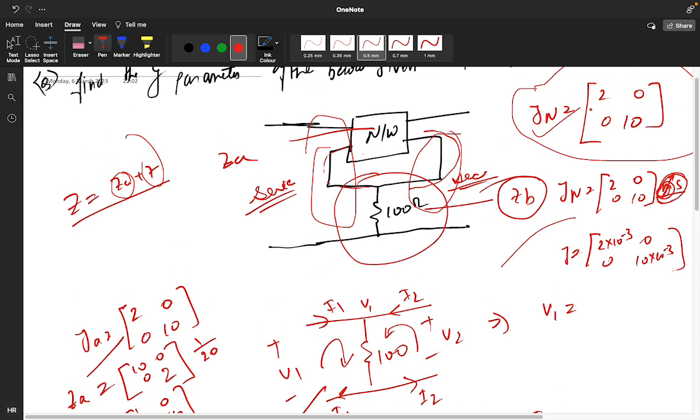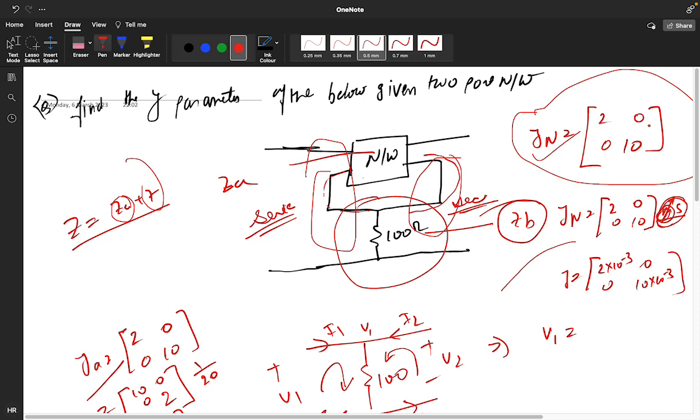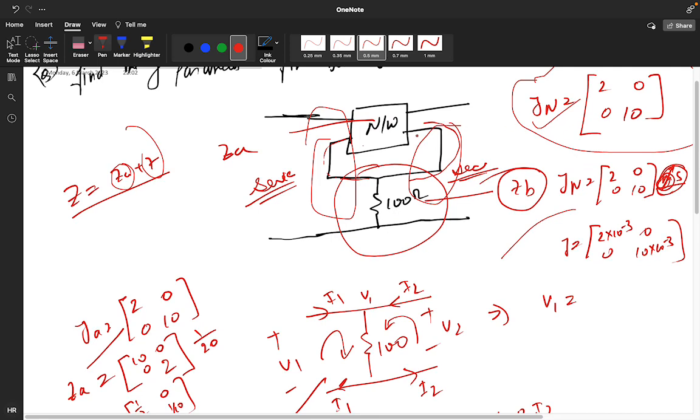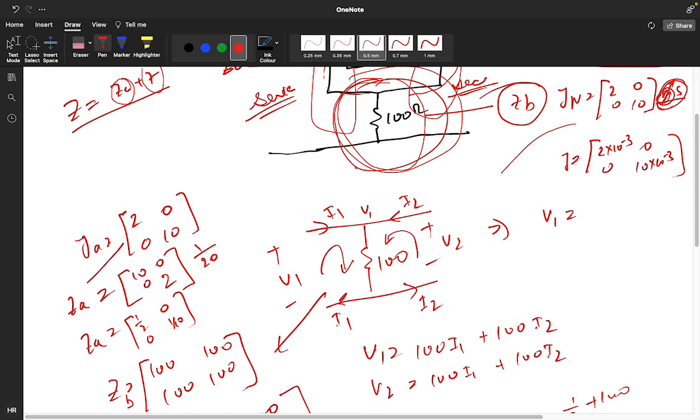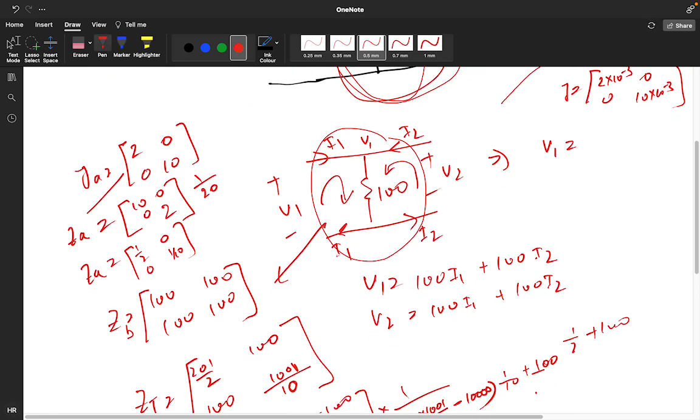Suppose the Y value is given as 2 0 0 10, and this side is a series network, this side is a series network. Earlier we discussed that in a series connection, this is your A network and this is your B network, so the Z parameter of the A network and the Z parameter of the B network get added. So we need to solve this particular network only. I just took this network, and for this network I apply KVL on this side and KVL on this side.